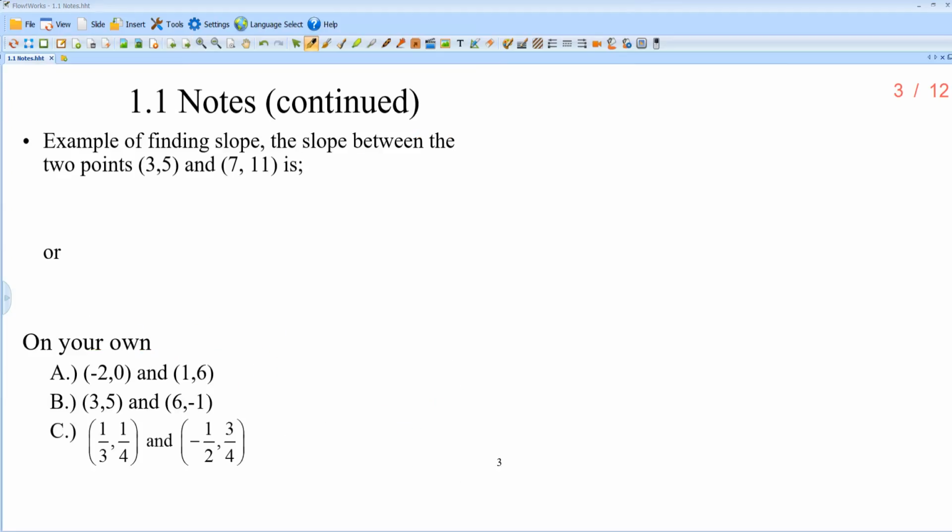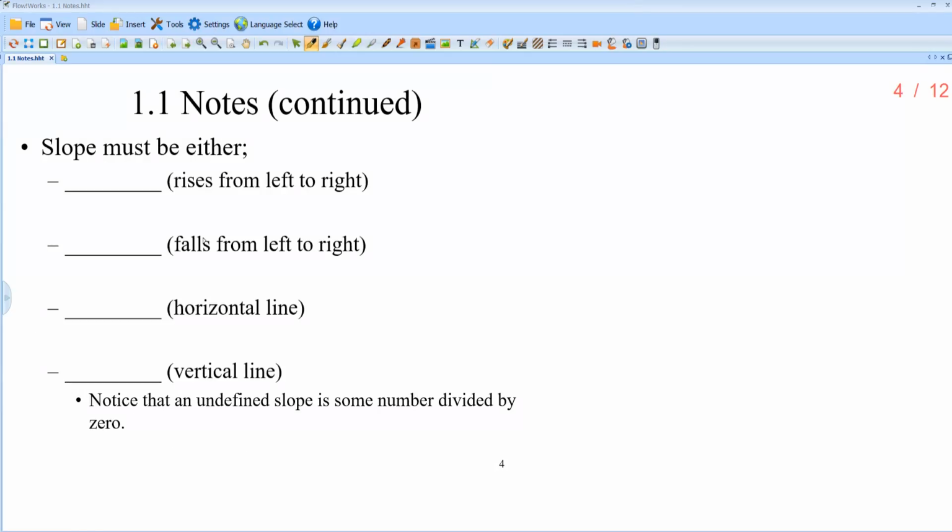So we're going to skip over this next slide. We'll come to that in the optional video where we'll do a little bit of examples of finding slope. And skip ahead.